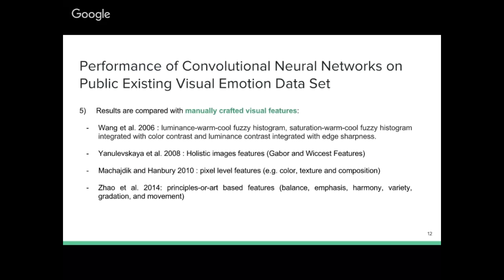So they applied the approach they were proposing, and compared the features extracted from the CNNs against these ones. The first approach uses the luminance, the histogram, these 3 histograms. The second, the holistic image features, such as Gabor and Wiccest. The third one, the pixel level features, color, texture, and composition, among others. And for the last one, they use the principles of art features to compare.